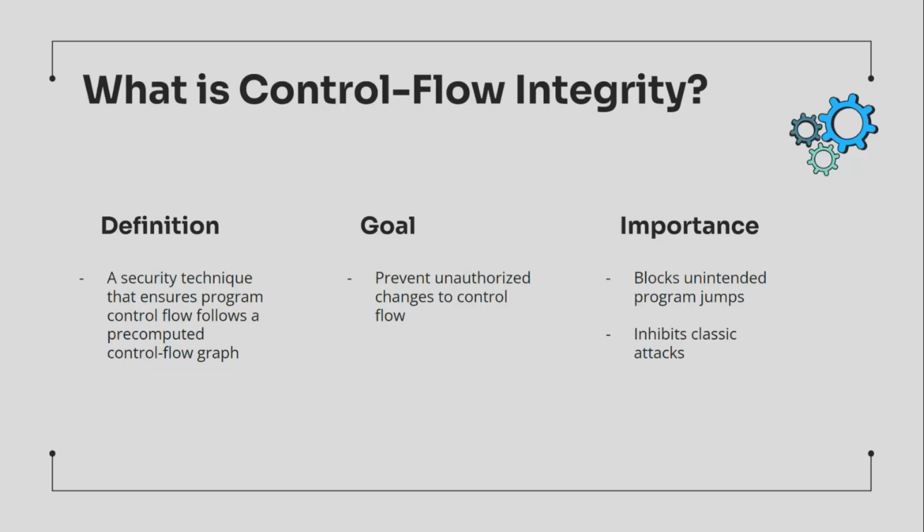It uses a pre-computed control flow graph, or CFG, to map out all of the valid paths the program is allowed to take. The goal of CFI is to prevent unauthorized changes to the control flow, such as attackers hijacking a return address or function pointer to alter how the program executes in real time. So by doing this, CFI blocks unintended jumps in the program's execution and inhibits classic exploits that rely on modifying the control data.